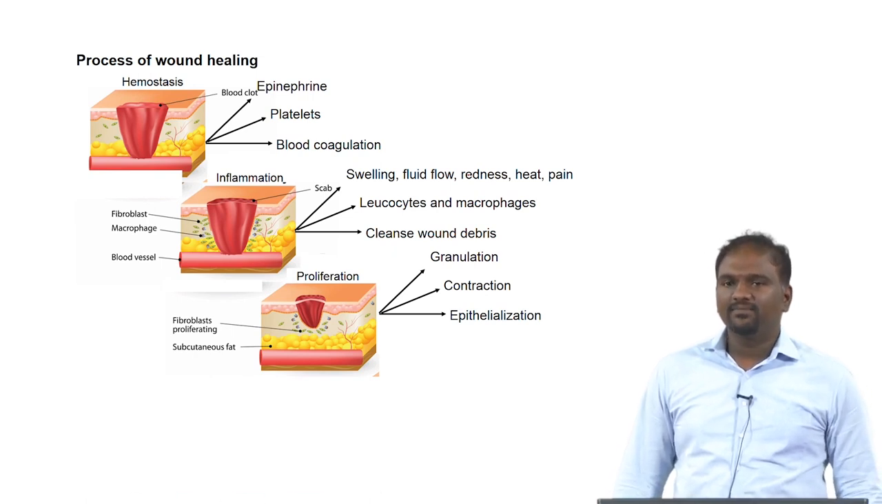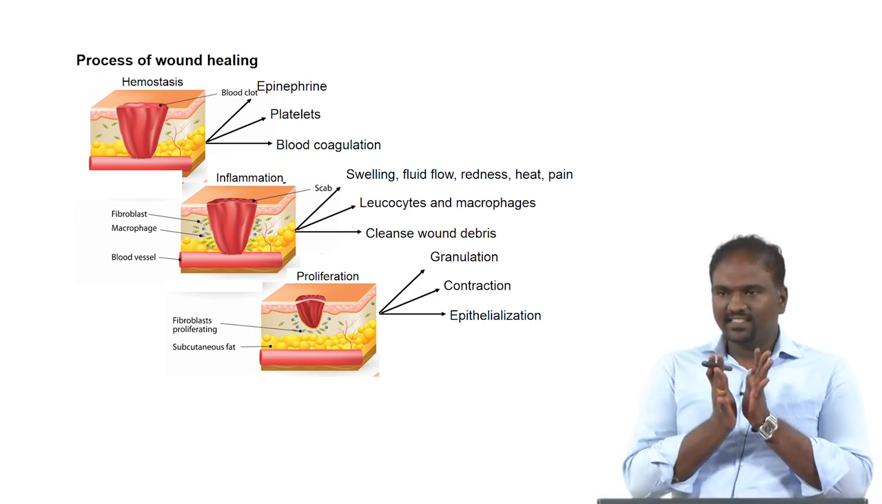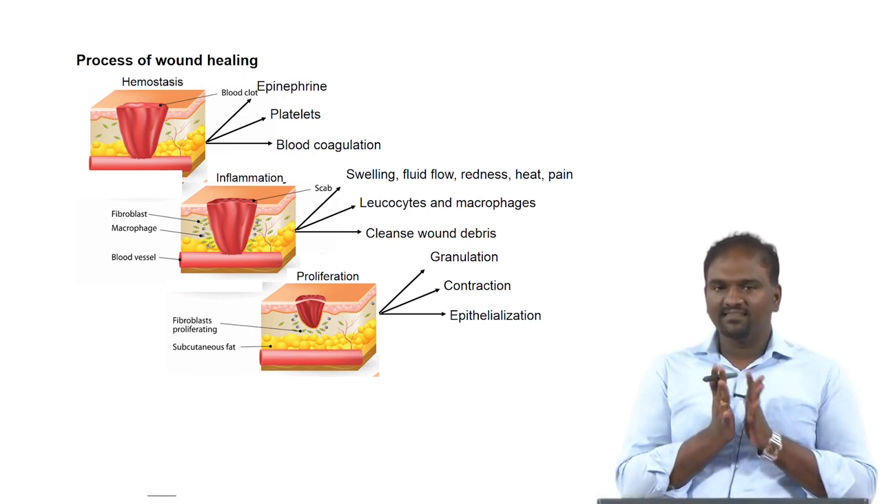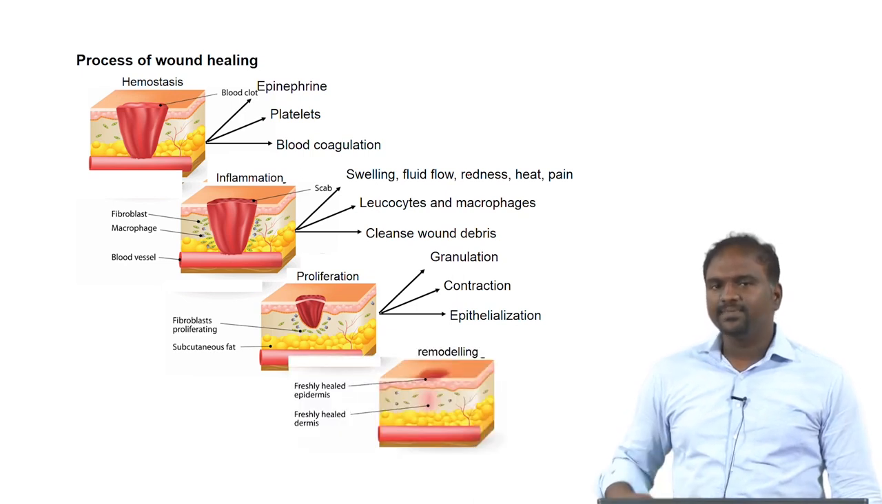If we take fibroblast or dermis as the wound site, the fibroblasts will start doubling and creating multiple cells. Once those cells start dividing, the size of the wound will come down and contraction will happen. Then epithelialization will happen.